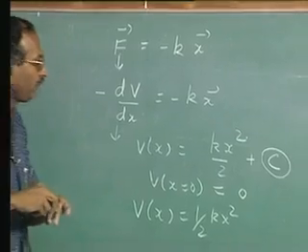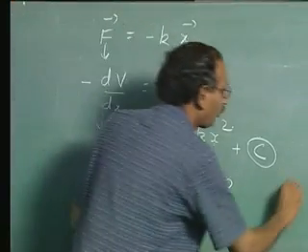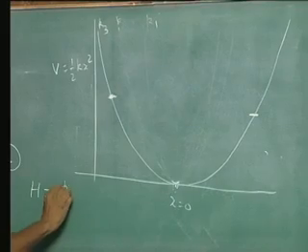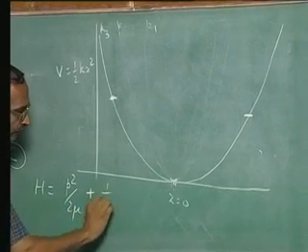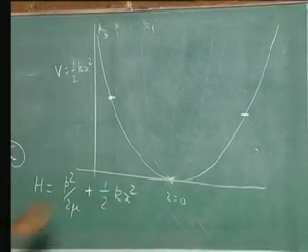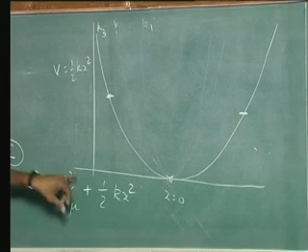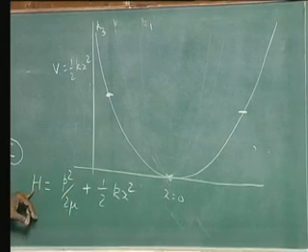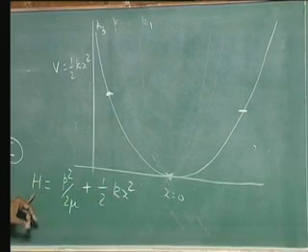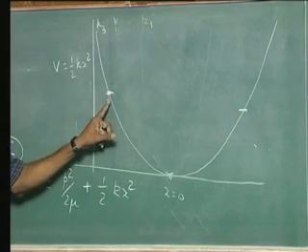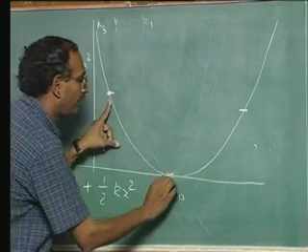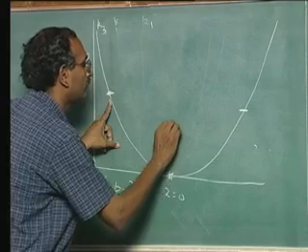Therefore what it means is that the Hamiltonian, when you write H is equal to p square by 2 mu plus half kx square, the kinetic energy is 0, therefore the potential energy represents the total energy at this point or at this point. What about the value at this point?